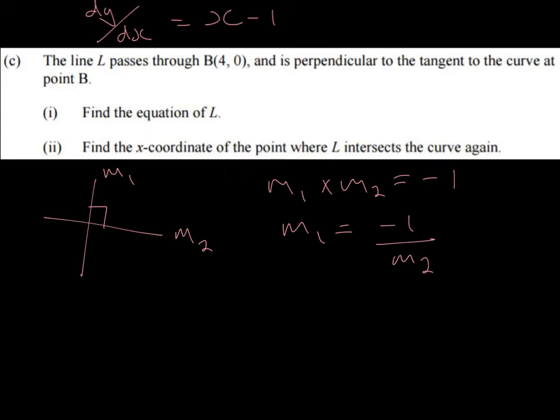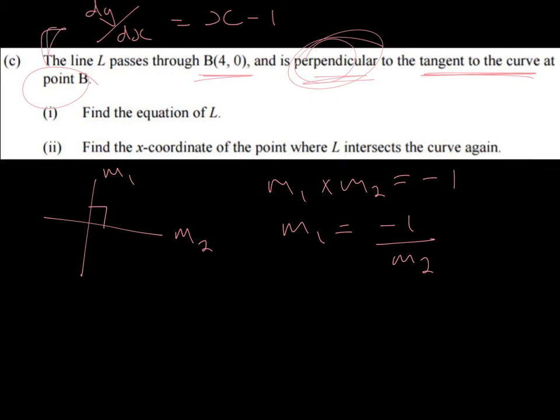We're told that we've got a line L which passes through the point B with coordinates (4, 0), and it's perpendicular, so this is the giveaway sign here, to the tangent to the curve at point B. So the first thing we're going to have to do is find the tangent to the curve at point B. How are we going to do that?